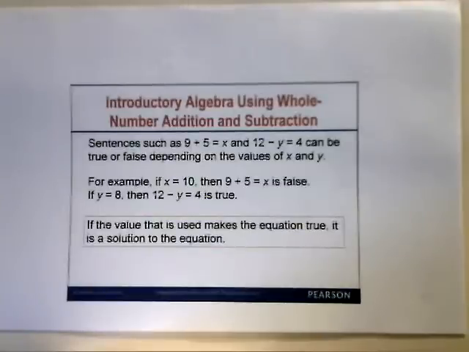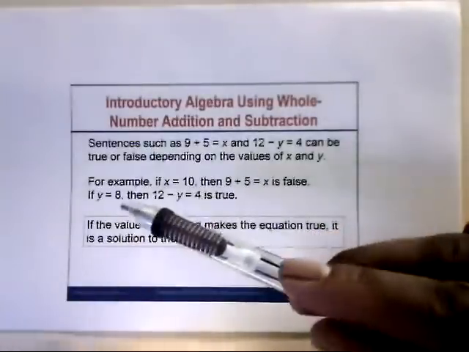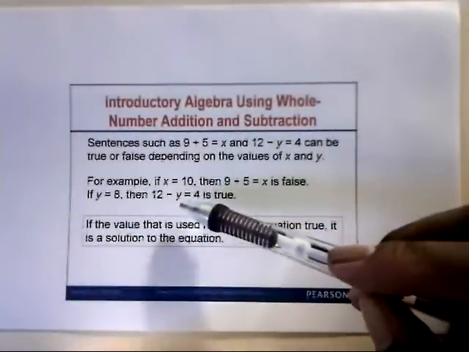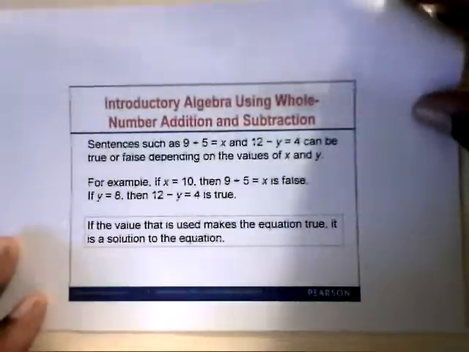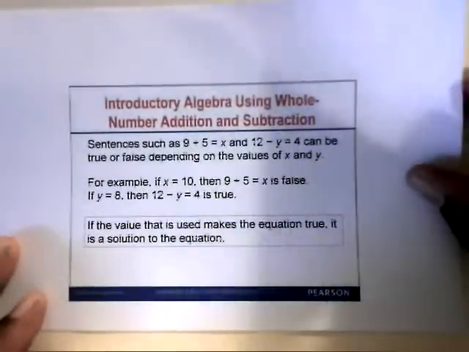So that value of y, which is equal to 8, will be true for that equation, 12 minus y is equal to 4. If the value that is used makes the equation true, it is a solution to that equation. So in this case, y equals 8 would be a solution to this equation, 12 minus y is equal to 4, whereas another value of y doesn't give us a true statement. So when you're finding solutions, you're trying to find out what values of that variable will make that equation true.